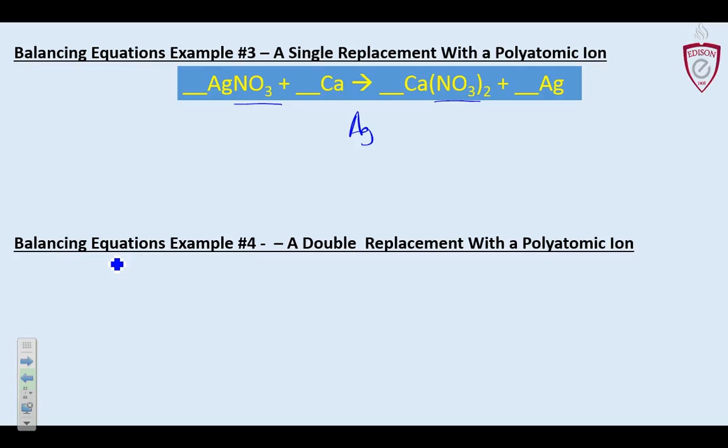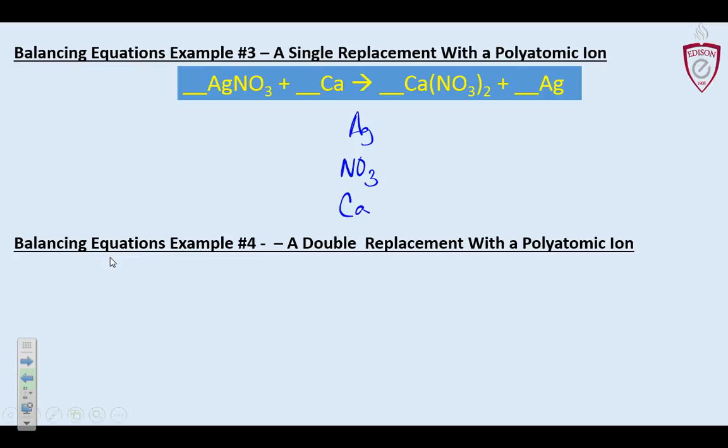But really what I'm looking for is common chunks. I see that NO3 there, and I see that NO3 there. I'm going to keep them together. I'm going to erase that so that we don't get confused. That's why I'm writing NO3 as if it were an element in this case. We'll just treat it like a regular element. And then it looks like I've got calcium involved as well.